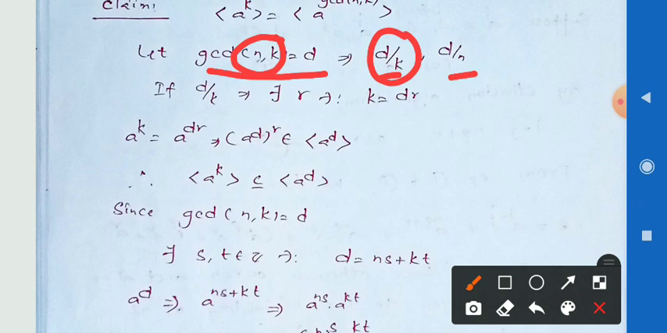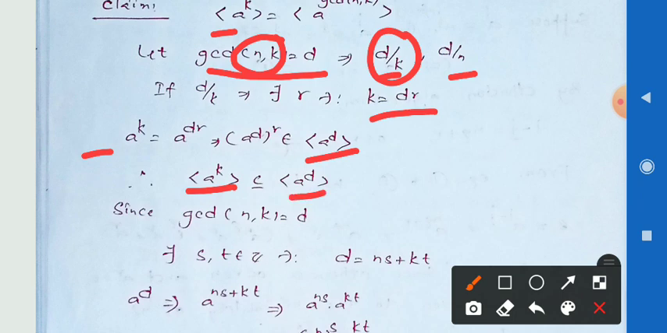k is equal to dr. Here, for the generator a power k, substituting k equal to dr, a power k is equal to a power dr. A power dr can be written as a power d whole power r, which belongs to the generator a power d. Then we can say that the generator a power k is a subset of or equal to the generator a power d.